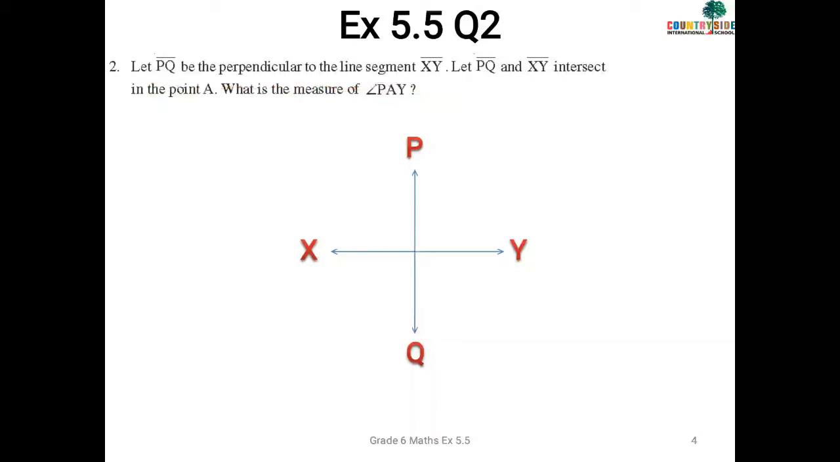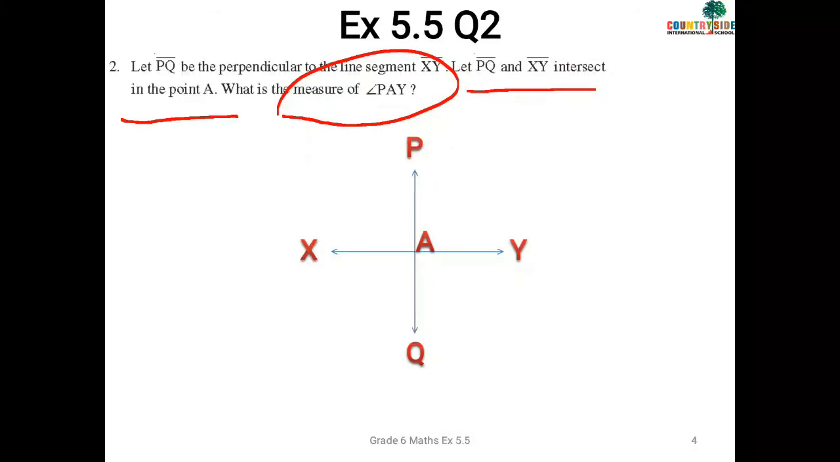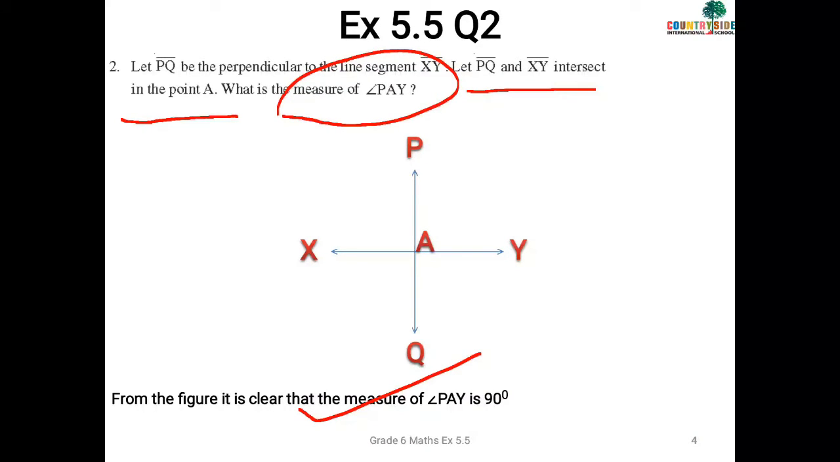Now it is written in the question, let PQ and XY intersect at point A. So this is the intersecting point and this point is denoted by A. Now in the question they are asking what is the measure of angle PAY. As you can clearly see in the figure, angle PAY is making a 90 degree. From the figure it is clear that the measure of angle PAY is 90 degrees. So this was question number 2.